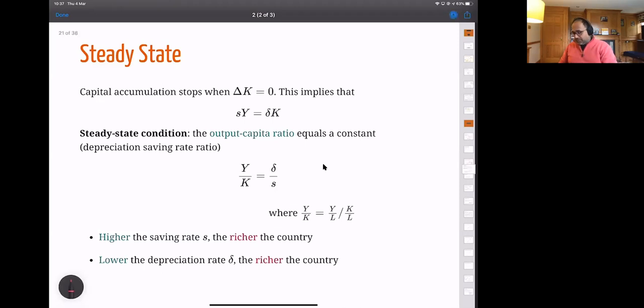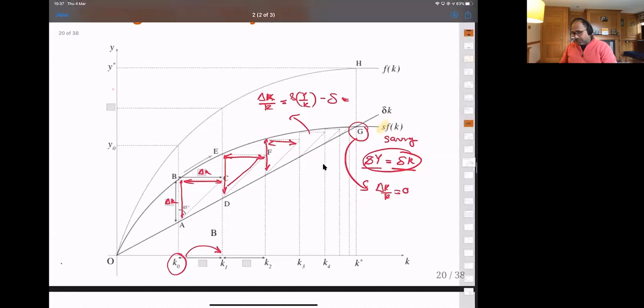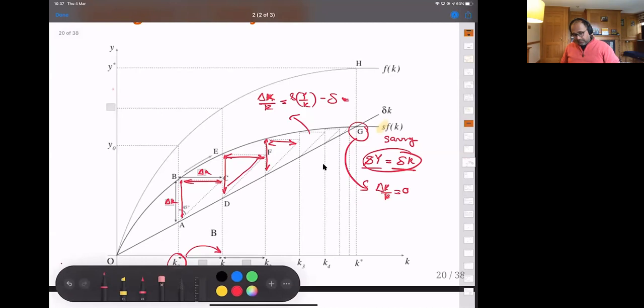So, in terms of the diagram, what does that mean? In terms of this diagram, what does it mean? Okay, so let me just remove all this.